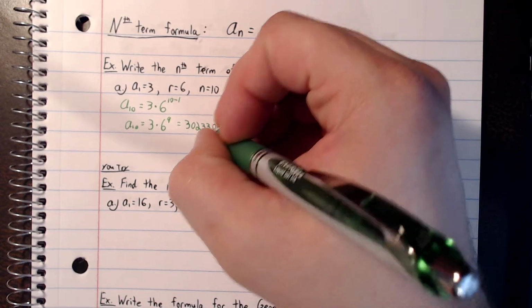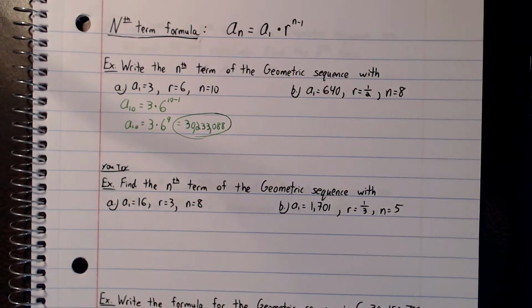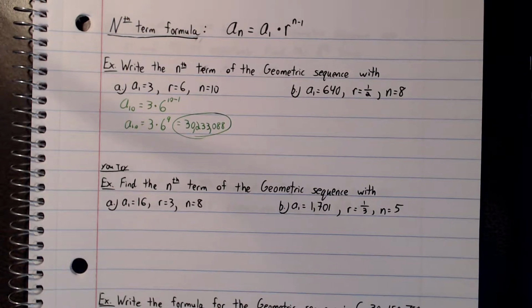302,330.88. Put the commas in the right place. And that's your solution. Okay, that's the 10th term of that particular geometric sequence. Let's check out another one.